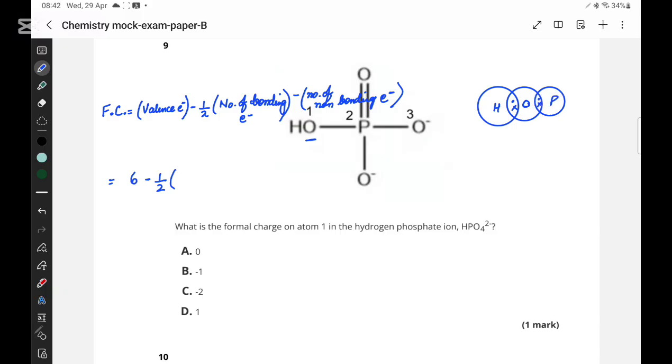So bonding electrons are going to be 4 there, and the non-bonding electrons for oxygen, as it has 6 electrons in total: one is here, one is there, that is 2, then 2 electrons will come here and 2 electrons will come here, so they would become 4. So this is going to be 6 minus 2 minus 4, and that is going to be 0. So the answer is going to be A.